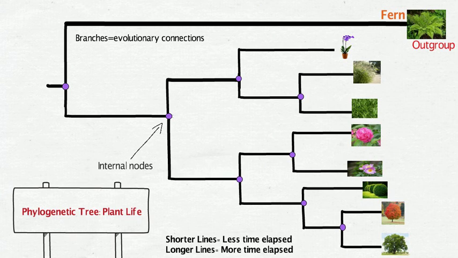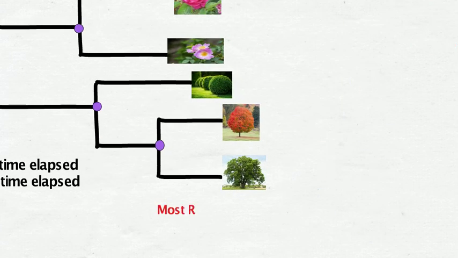An example of this is shown with the longest line leading to the fern, which means the outgroup took the longest time to evolve. In contrast, the shortest horizontal lines represent the most recent common ancestor, which in this case are the maple and oak trees.